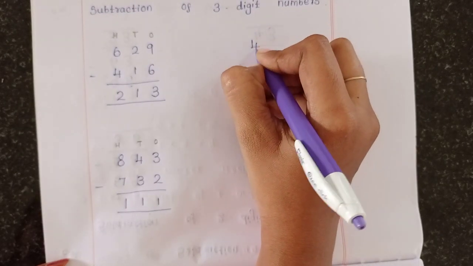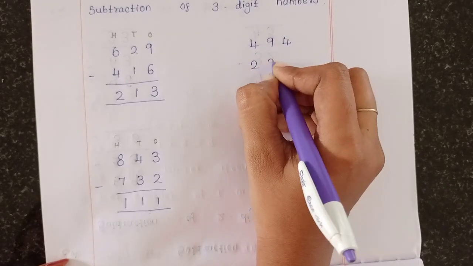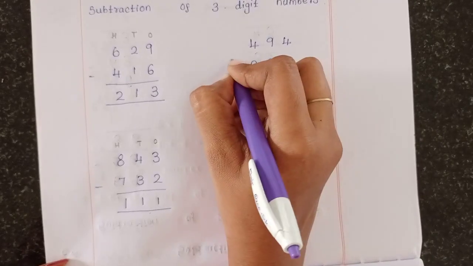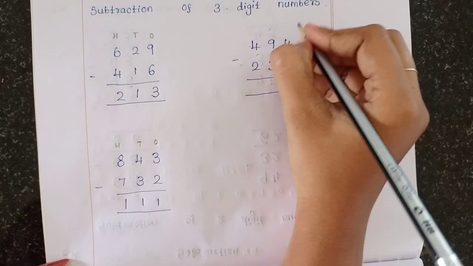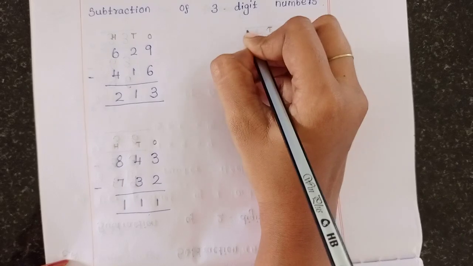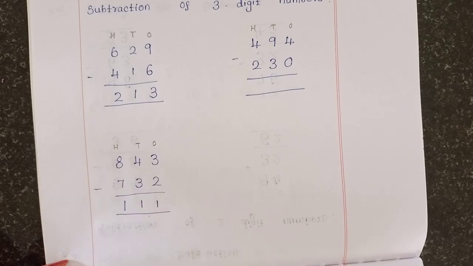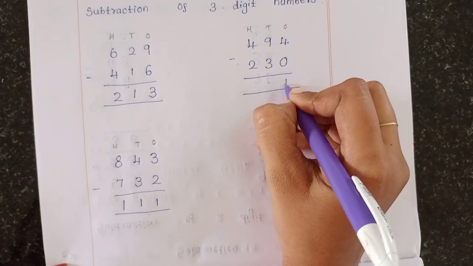Then 494 minus 230. Always mark the place first. Subtract the ones column. First subtract the ones column. 4 minus 0. You will get 4.